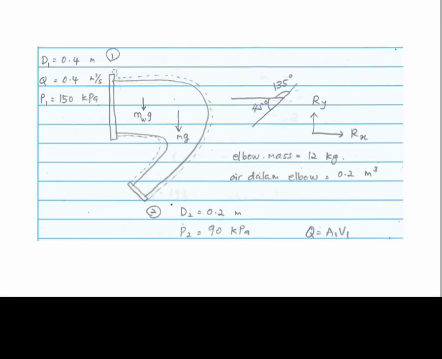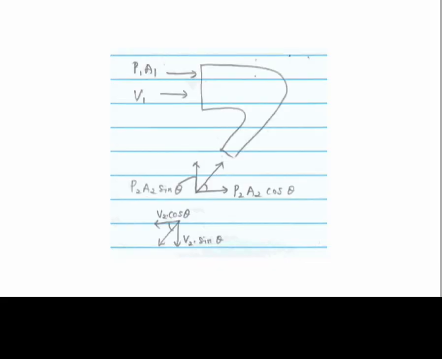So this is the control volume. And then we assume that this is the direction of Rx and Ry. And then we could have a diagram like this one. So we have a pressure at outlet here, and then we distribute into x and y components. Also the velocity, we also divide them into x and y components.